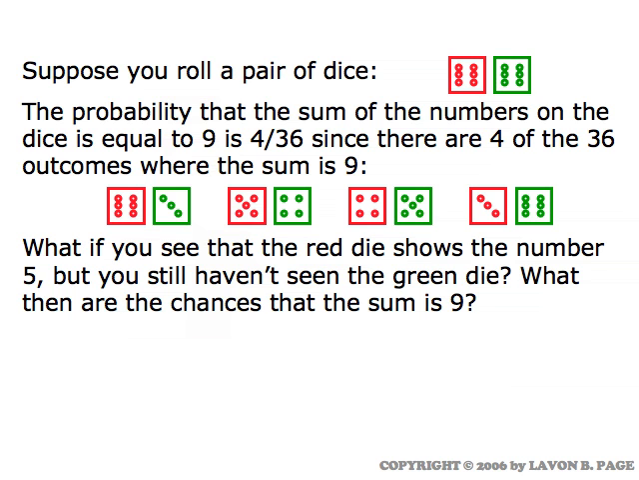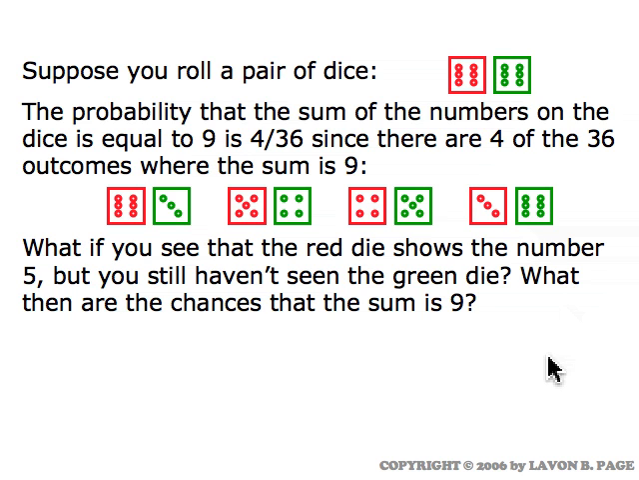Suppose you're rolling a pair of dice. The probability the sum of the numbers on the dice is 9 is 4 divided by 36 because there are 36 possible outcomes, as we know, when you roll the pair of dice, and only 4 of those give you a sum of 9. You can have 6 on red, 3 on green, 5 on red, 4 on green, 4 on the red die, 5 on the green one, or 3 and 6. Those are the 4 ways you can get a sum of 9, and that's 4 of the 36 possible results. So probability 4 over 36, or 1/9.